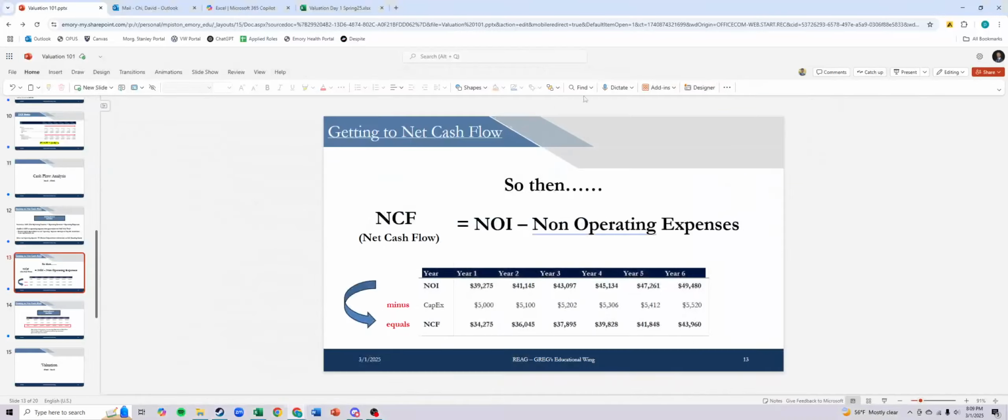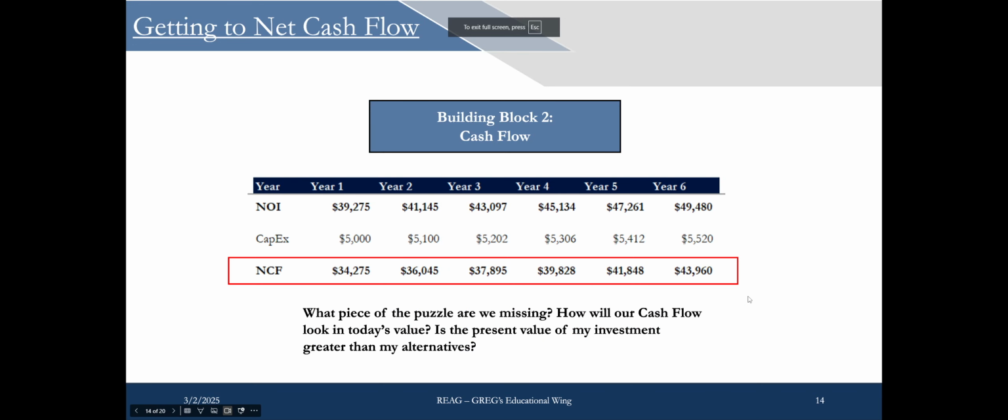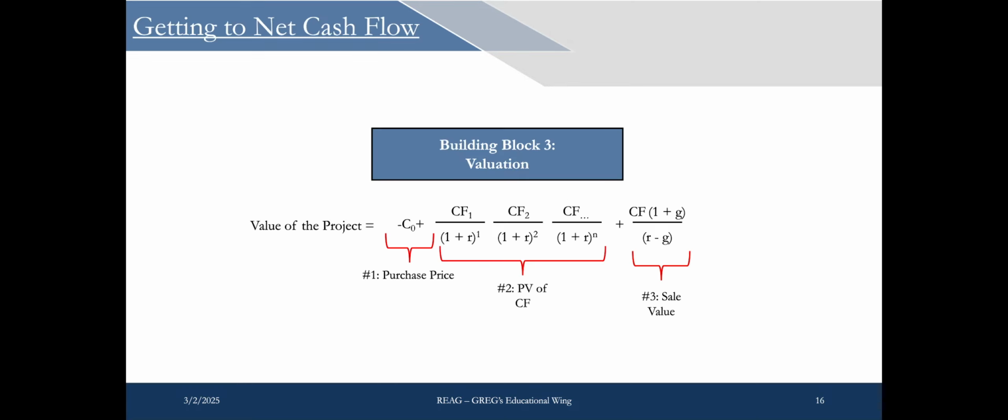And there we go. All right, and we're back. So the next thing we have to really consider, right? So we talked about cash flow. We talked about our intro time value money. These are our first two building blocks. Now we want to figure out what is our next question. What questions do we want to be asking, right? So how will our cash flow look in today's value? That's one thing. This is all in future value. So what will it look like today? Is the present value of my investment greater than my alternatives? That's our number one question. We want to see, is this our best choice for our money, for our investment today? So with that, we're going to go into valuation and complete the puzzle.